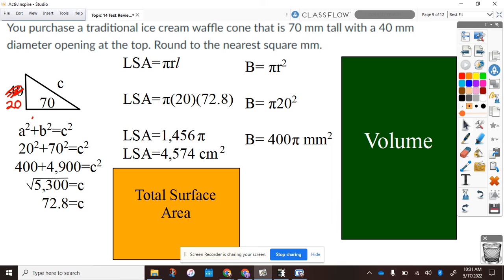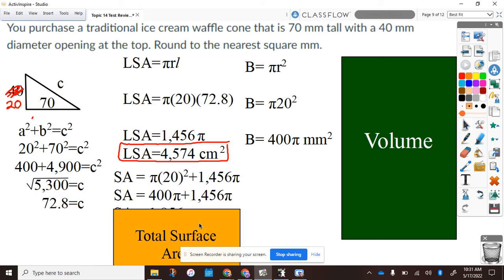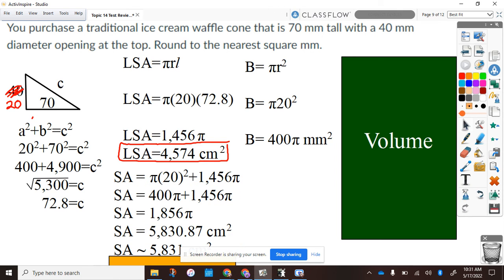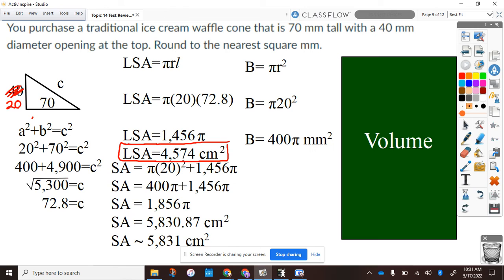1456 pi is approximately 4,574 square centimeters, or square, should be millimeters. That's how we're rounding off to the nearest whole number. Total surface area is going to be that lateral plus whatever we get for pi r squared. So we do all of that rounding, everything all together. It ends up 5,831 for your total surface area, including the base.